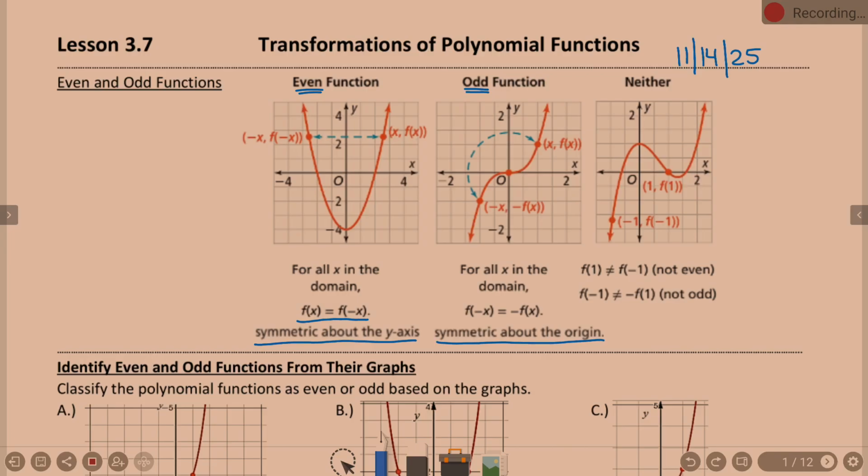An odd function is symmetric about the origin. Now, this one's not quite as easy to look at, but you'll get the idea. So, symmetric about the origin. This is our example here. It looks like an x cubed graph. You could think of symmetric about the origin as a 180-degree rotation. If I am able to rotate it upside down, the graph looks the same. That's one way to look at it.